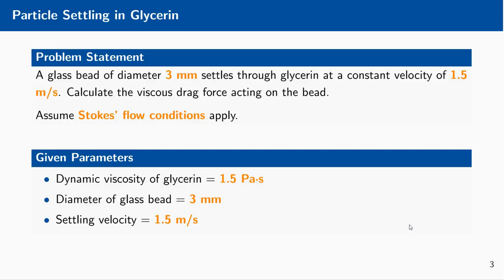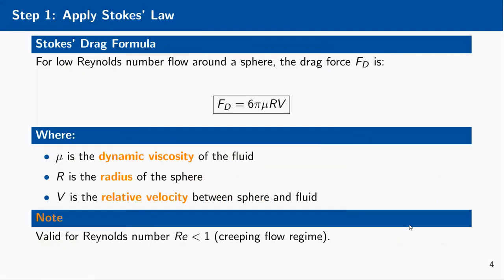We are given three important parameters. The dynamic viscosity of glycerin is 1.5 Pascal seconds. The bead's diameter is 3 millimeters and the settling velocity is 1.5 meters per second. For this problem, we will use Stokes' law, which describes the drag force on a sphere moving through a viscous fluid at a low Reynolds number.